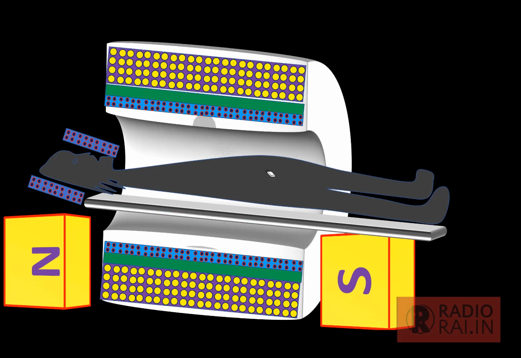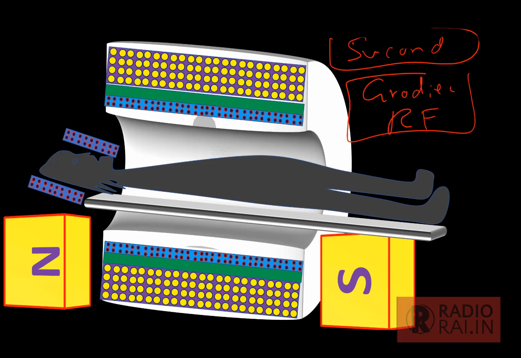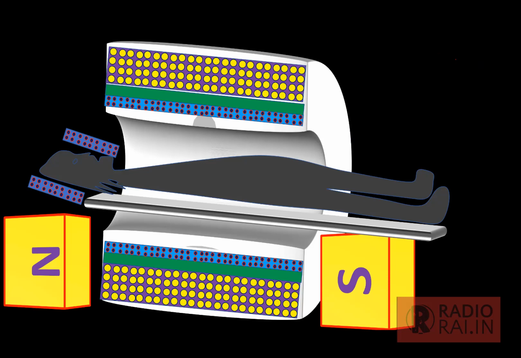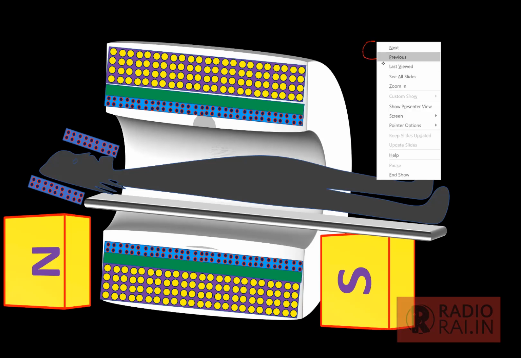So just remember that there are three types of coils used. One is the superconducting magnet, which is a coil, and then there is a gradient coil, and then there is an RF coil. Okay, so there are three types of coils. Now, if you ask me what are the uses of these coils, the gradient coil is used for localization.